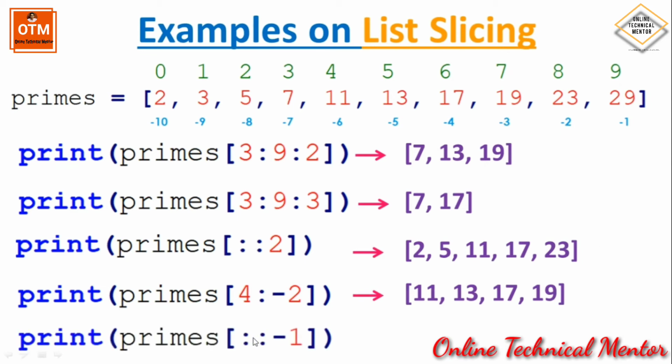Now the last one is colon colon minus 1. So start and stop position are not specified, only the step size is written as minus 1. So in that case, the whole list will be printed in reverse order. That means it will first print 29, then 23, then 19, then 17, 13 and so on. So the output sequence will look like this: 29, 23, 19, 17, 13, 11, 7, 5, 3, 2. So it's a very simple technique of extracting a subpart of a list. No more tricks and techniques are there. So hope you have understood the process of slicing.